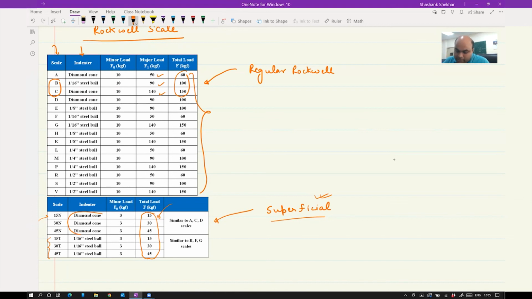Minor load is also reduced. The total load is reduced, so the minor load is also reduced from 10 to 3 when we have the superficial scale. I have listed only some of them. You have many more scales, say W, S, and Y, when we talk about the superficial Rockwell scale. So this is what I wanted to discuss about hardness testing, especially the indentation tests: Rockwell, Vickers, and Brinell.